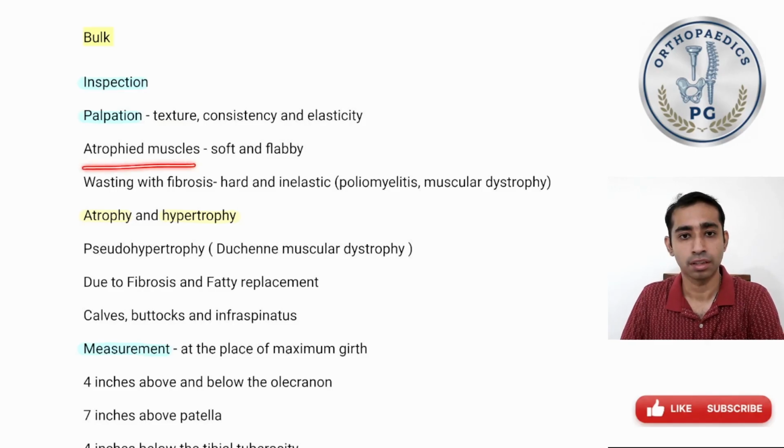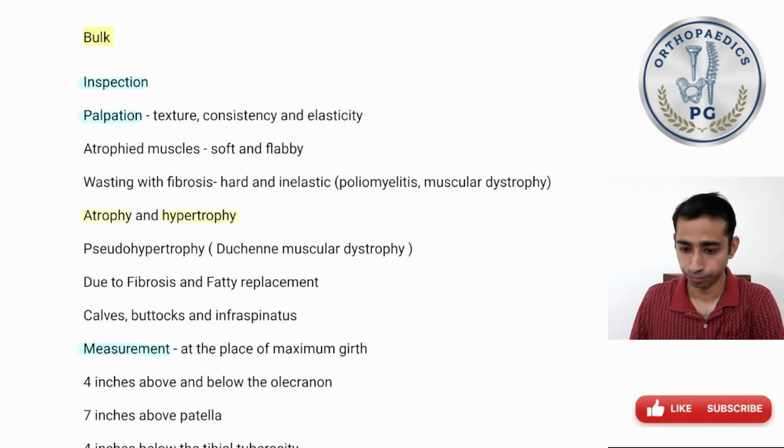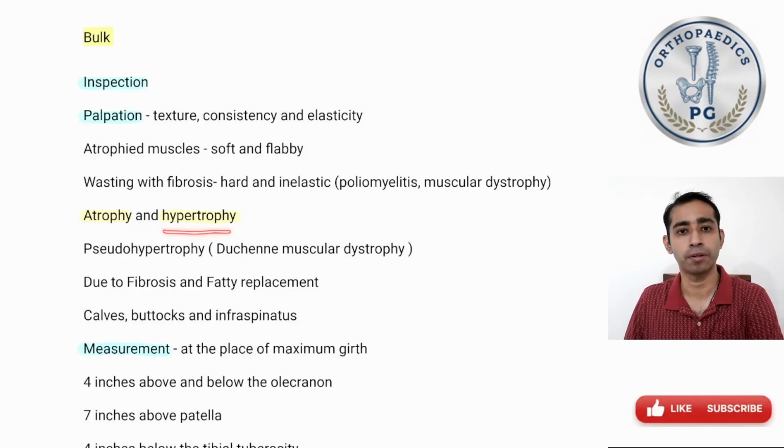Atrophied muscles are often soft and flabby. If there is wasting with fibrosis, the muscles may become hard and inelastic. Some examples are poliomyelitis and muscular dystrophy. We comment after this whether there is an atrophy or hypertrophy.